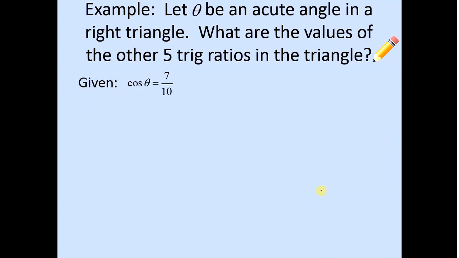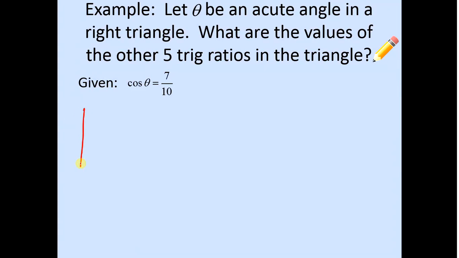Now, let's try this kind of example. Let theta be an acute angle in a right triangle. What are the values of the other 5 trig ratios in the triangle? I am given that cosine theta is 7 over 10. Very first thing I'm going to do, I am going to draw myself a triangle. Okay? And I'm going to label this as theta.